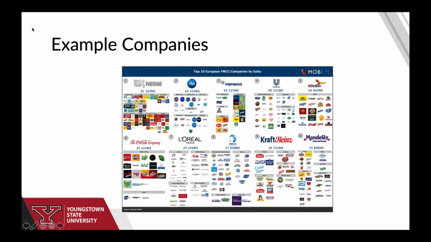So here are some example companies that are FMCG companies. These are the top 10 European ones by sales. When you look at all of these, you will recognize their names. Nestle, that's a big name. Procter & Gamble, a very big name. Even looking ahead to Coca-Cola Company, very big and reputable brands that you will see in almost nearly any store you go into.